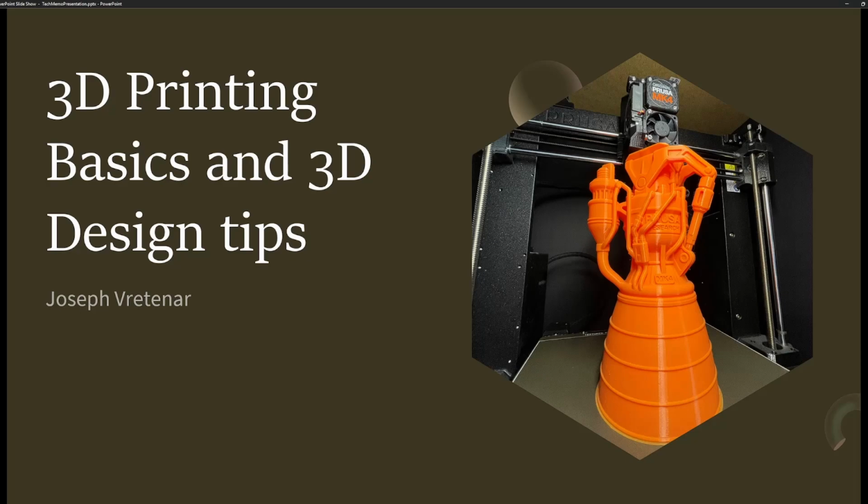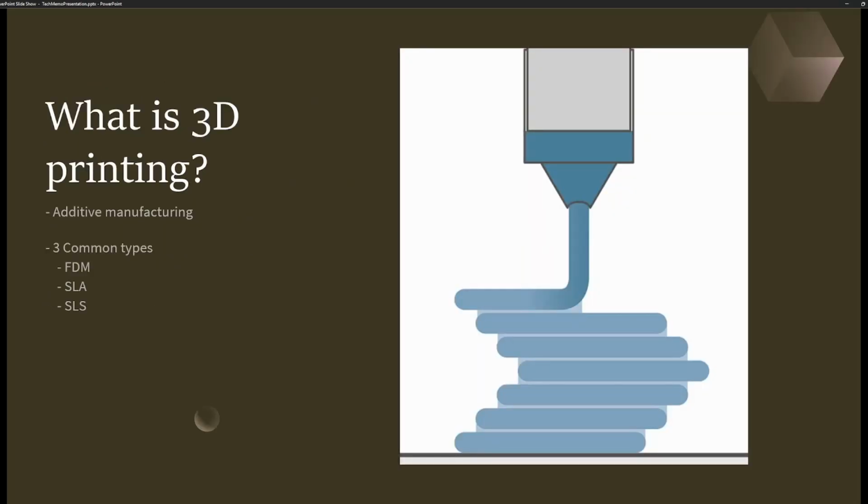We'll start with what 3D printing is. 3D printing is an additive manufacturing process where two-dimensional layers of material are deposited and joined to create 3D models. This is very different from subtractive manufacturing, where material is usually cut away from a solid block. The most common types of 3D printing processes are FDM, SLA, and SLS.